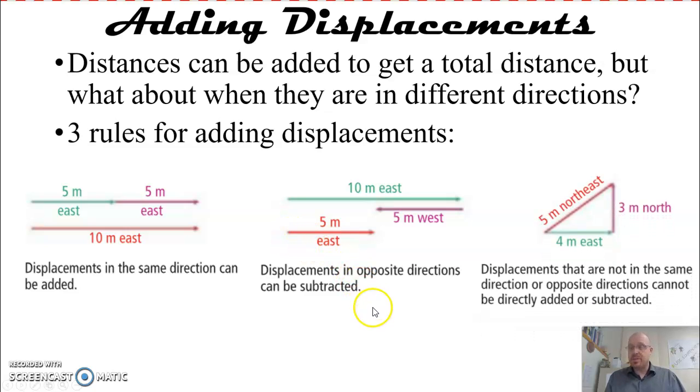And then if displacements are not in the same direction or opposite directions, we can't directly add or subtract them. Notice if I went 4 meters east and then I turned and went 3 meters north, all right, my east measurement and west measurement doesn't change, but now I've gone north. So this is when we find the hypotenuse, which is a squared plus b squared equals c squared. Okay, and we'll have some practice with that. So these are the 3 rules. If they're in the same direction, you add them. If they're opposite directions, you subtract them. And if they're not in the same direction or opposites, then we have to use the hypotenuse.